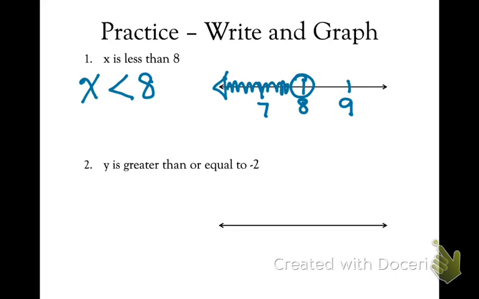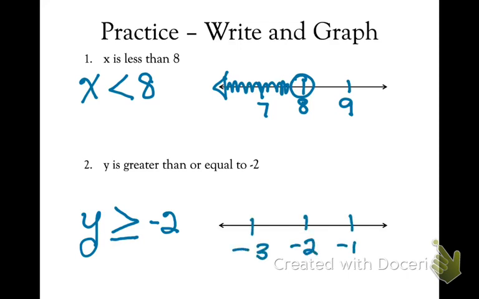y is greater than or equal to -2. So we would write this as y is greater than or equal to -2. Create your number line with -2 in the middle. Now you have to be careful because this is negative numbers now, so they are reversed from positive numbers on a number line. And since there is a line underneath it here, we know we're going to have a closed circle, and y is greater than, we are going to shade to the right.